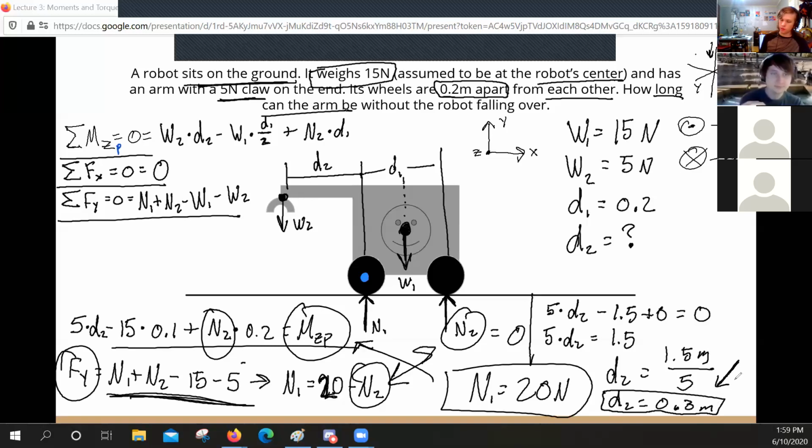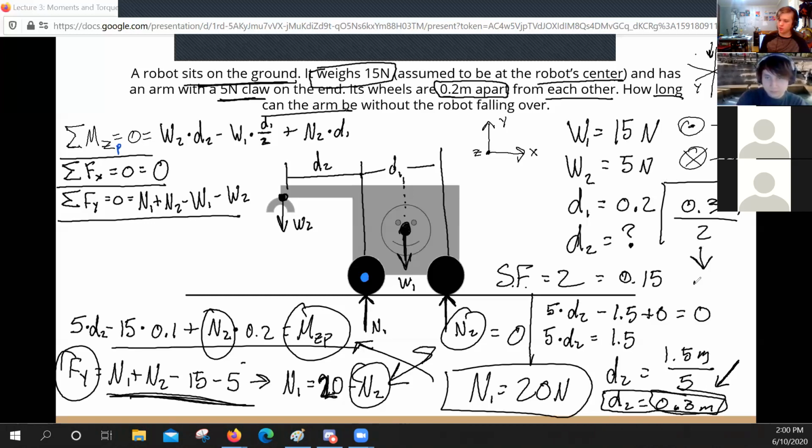And usually what we say, and I'm very much running out of room here, is a safety factor. So we'll say like SF, safety factor, equals 2. And what that means is basically the arm that we would allow ourselves to have as a maximum would be 0.15, because that's half of 0.3. So what you do is you take your maximum, which is 0.3 meters, and you divide it by your safety factor, and that will spit out your new maximum.